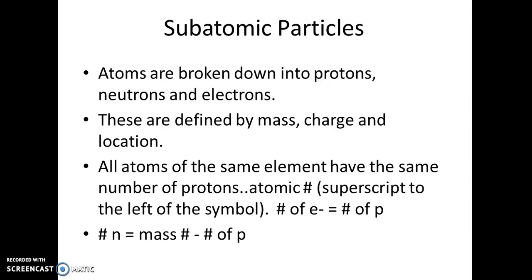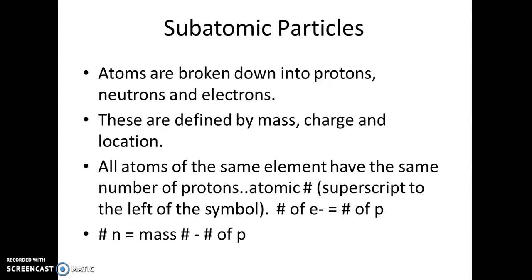The electrons have no mass, basically. They have a very small mass, but biologically speaking, we'll say that it has no mass. It has a negative charge, and it is located in orbitals around the atomic nucleus. Now, all atoms of the same element have the same number of protons. That is known as the atomic number, which is a superscript to the left of the symbol.